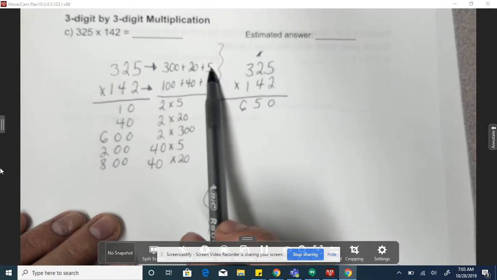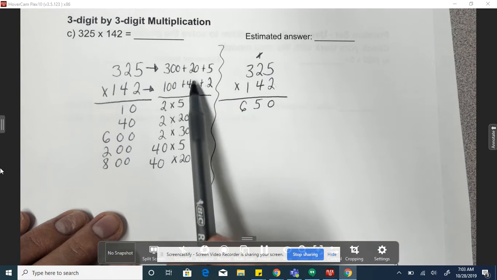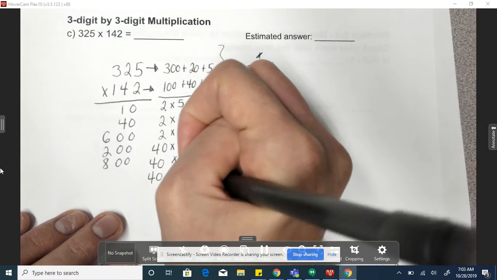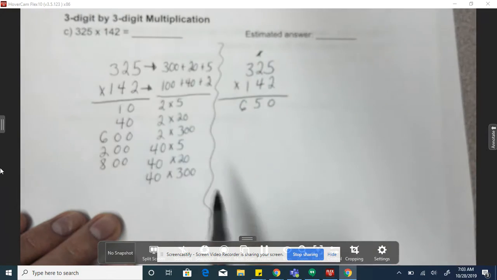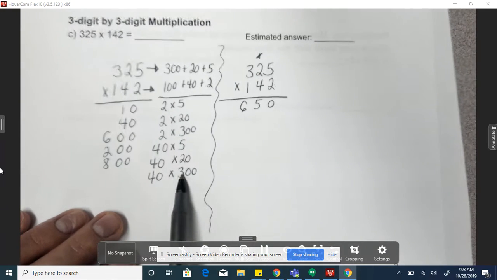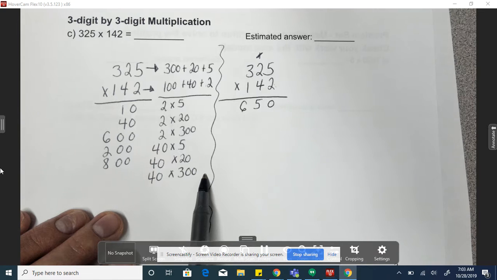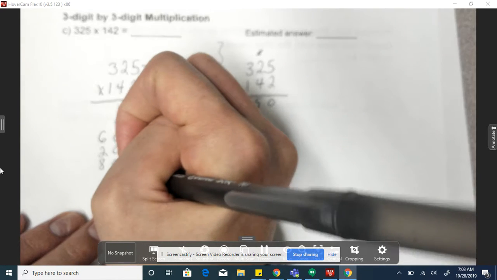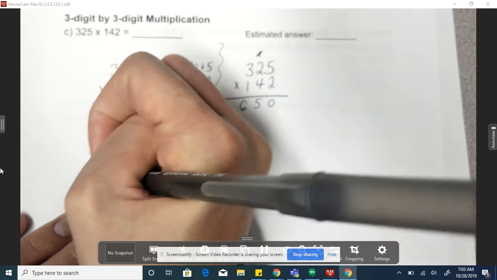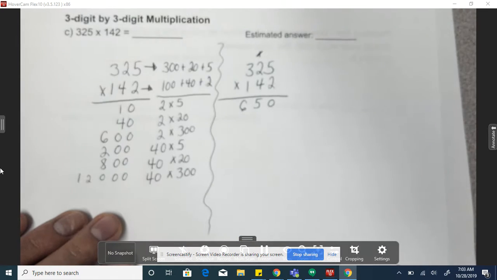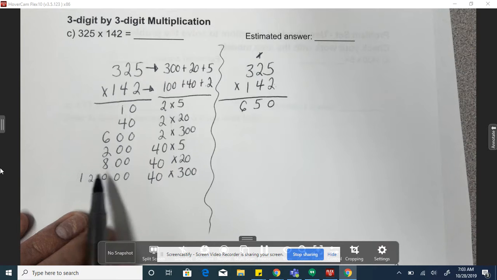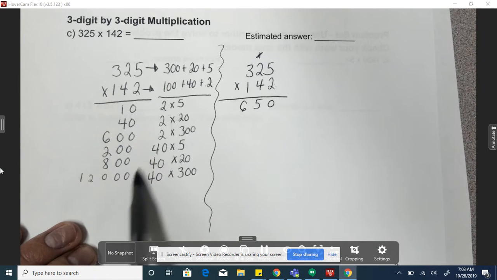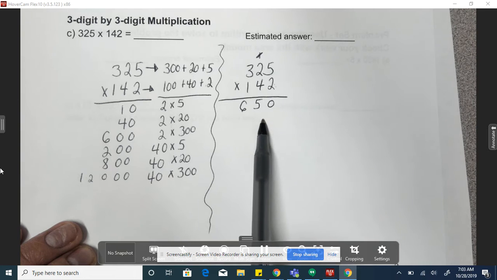So we did 40 times 5, 40 times 20. We need to do 40 times 300 now. So I see that 4 times 3 is 12. Tens times hundreds is thousands, so my answer is going to be 12,000. I'm going to make sure I line up my place values. So if we were to add these all up, we have 12,000 plus 800 plus 200, that's 13,000. Let's see if we get the same answer here.